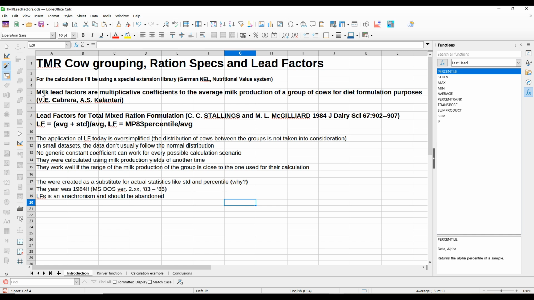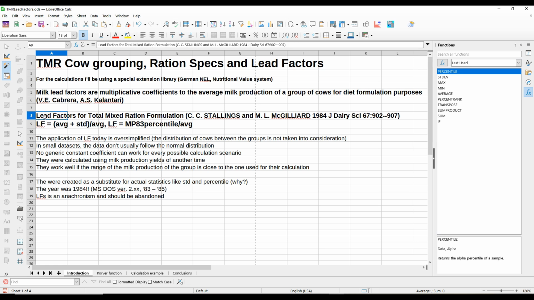Before I go on, a definition, and I quote: milk lead factors are multiplicative coefficients to the average milk production of a group of cows for diet formulation purposes. Now, who created them? When were they created? How are they calculated? And do we really need to use them today?